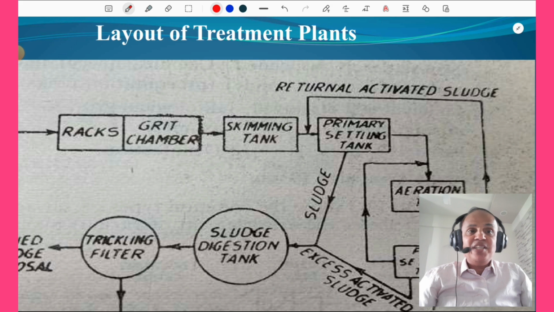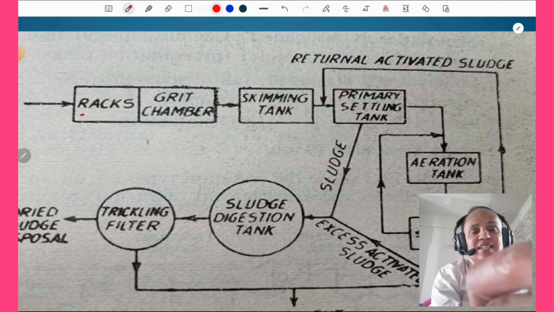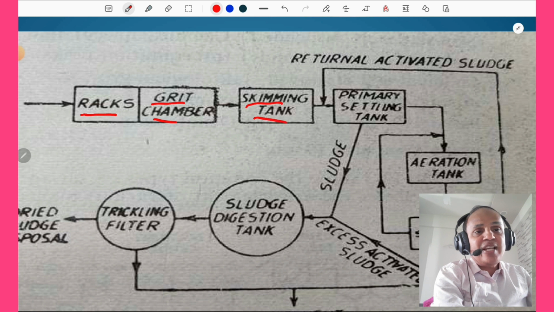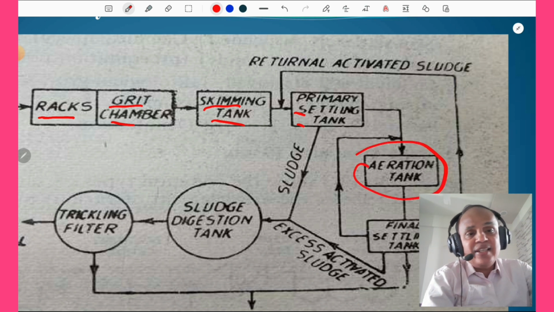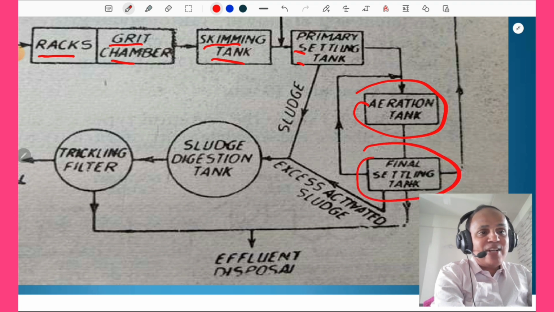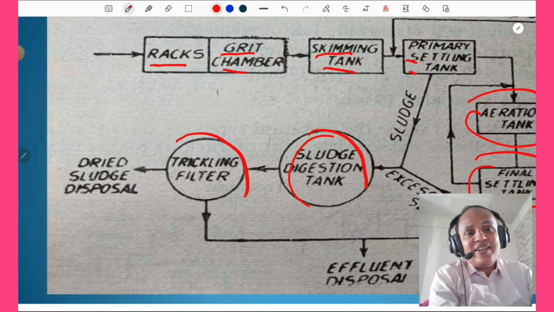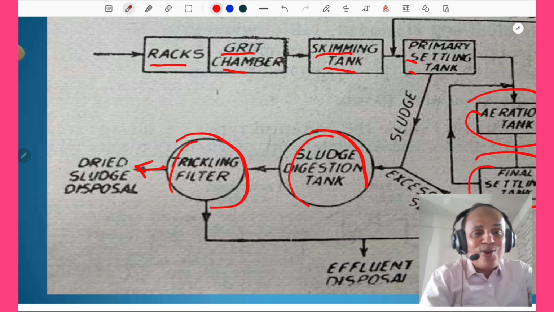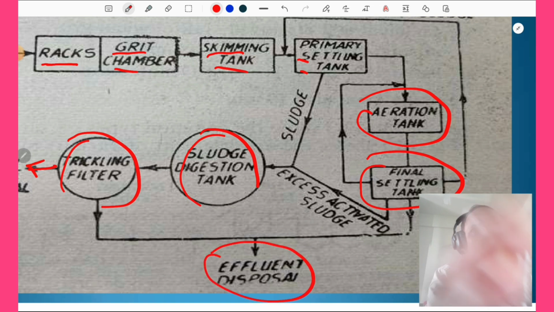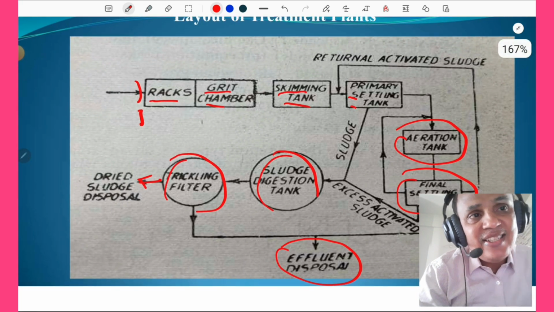This is the layout of the treatment plant. In most examinations it is asked how sewage is treated, prepare the layout. So this is the influent, these are the racks, then this is the grit chamber, then we go for the skimming tanks, then the preliminary settling tank. You use aeration also here, and we can use the final settling tank also to settle all the solids. Then we send the sludge into the sludge digestion tank. Then we send it to the trickling filters, and the final product is applied onto the land. This part is called effluent because it is treated, and this part is called influent. So this is not treated sewage. Okay, so one must study these layout diagrams.